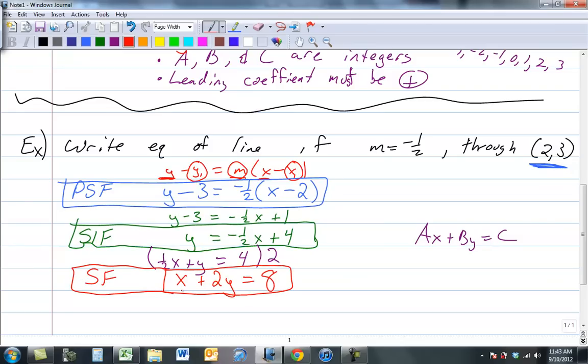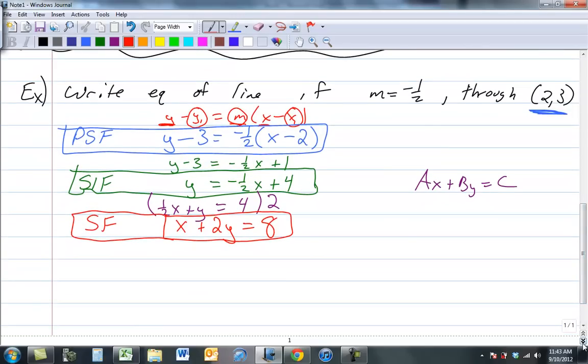So if I want all 3 forms, that's it. You put it in point-slope form, distribute, get y by itself, which puts it in slope-intercept form, then put it in x, y form, and then decide what you have to multiply by so that we get a good standard form.